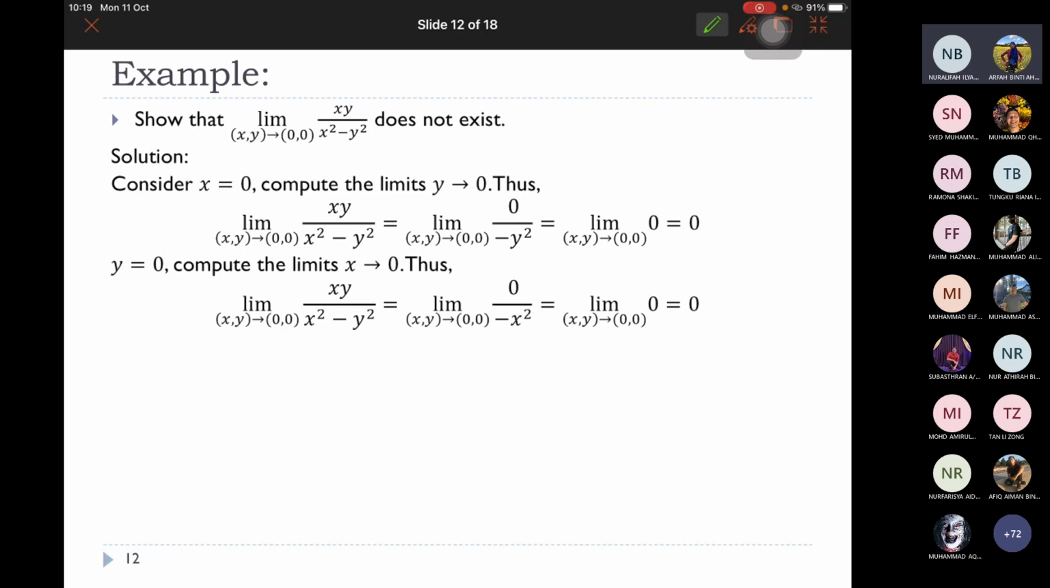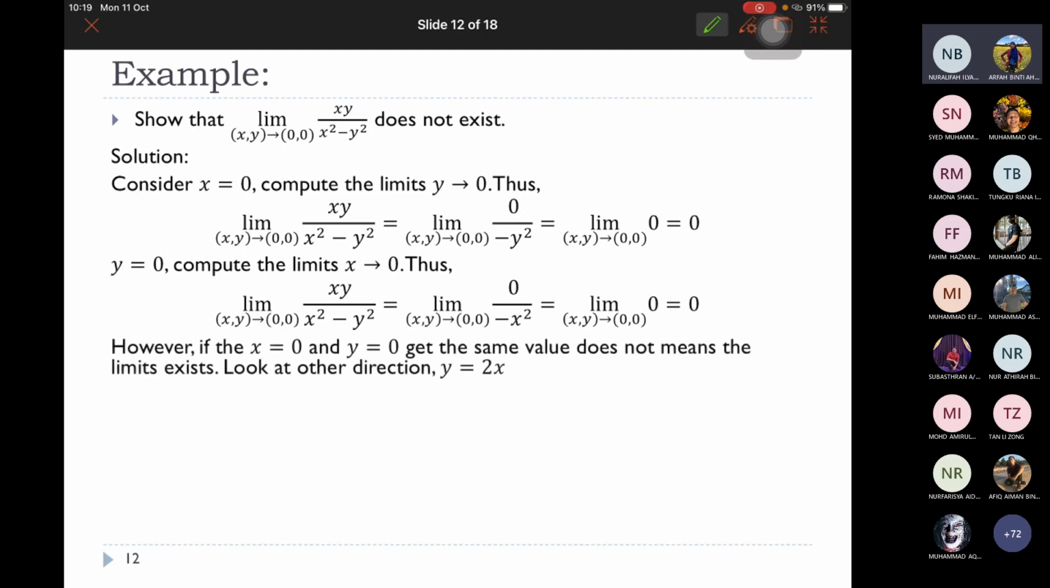But for this case, x approaches 0 and y approaches 0, both give the same answer. Both of these approaches give the same answer. So meaning that, tapi dia kata limit tu tak exist. So there must be another way to prove that the limit does not exist. So cuba kita substitute dengan equation yang lain. Okay.